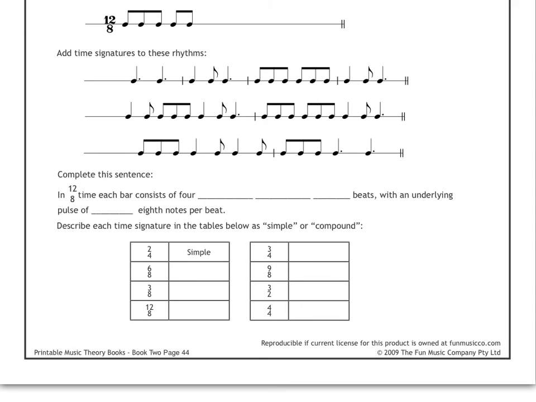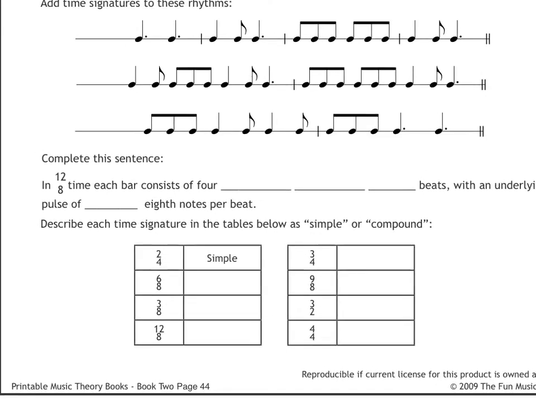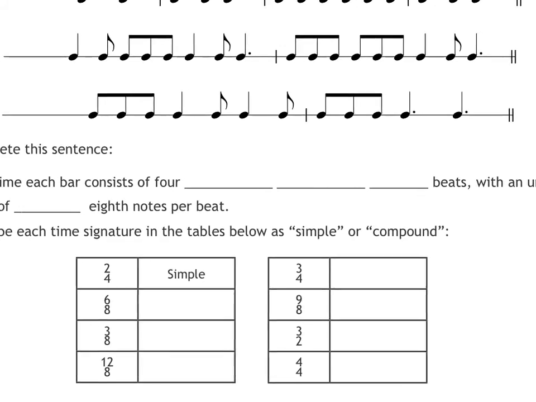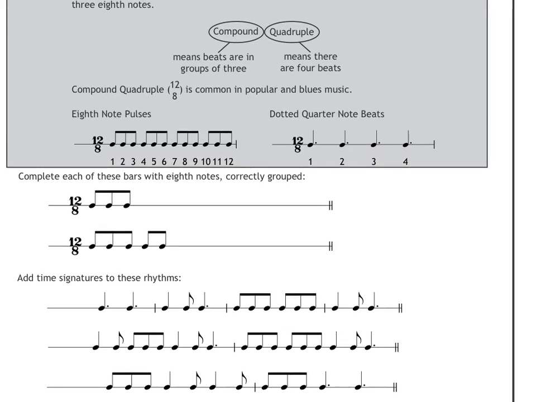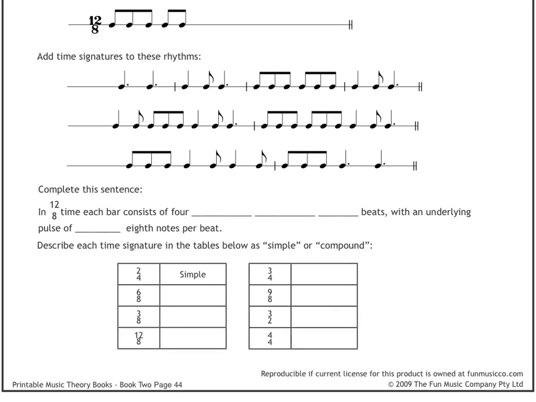In 12/8 time, each bar consists of 4 what kind of beats? With an underlying pulse of how many eighth notes per beat? Well, since we did this fill in the blank on the previous pages together, let's do this one together. In 12/8 time, each bar consists of 4 what kinds of beats? Well, let's review back to the top. What do we have 4 of in 12/8 time? You can see right there we have 4 dotted quarter note.